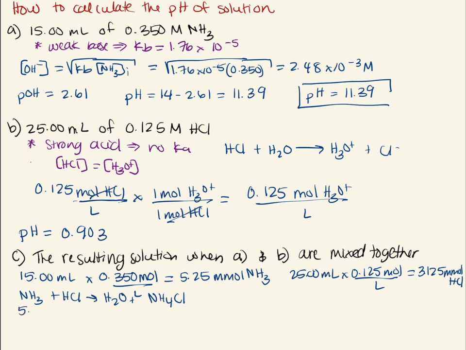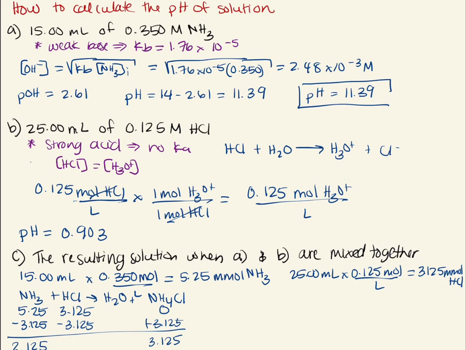So I'm going to start off with 5.25 millimoles here, 3.125 millimoles here. I don't have any of my conjugate acid yet. So my acid is going to be completely consumed. And I can see how much I have of each thing. So if you're looking at this, I have more base in solution than acid. So that lets me know that I'm before the equivalence point.